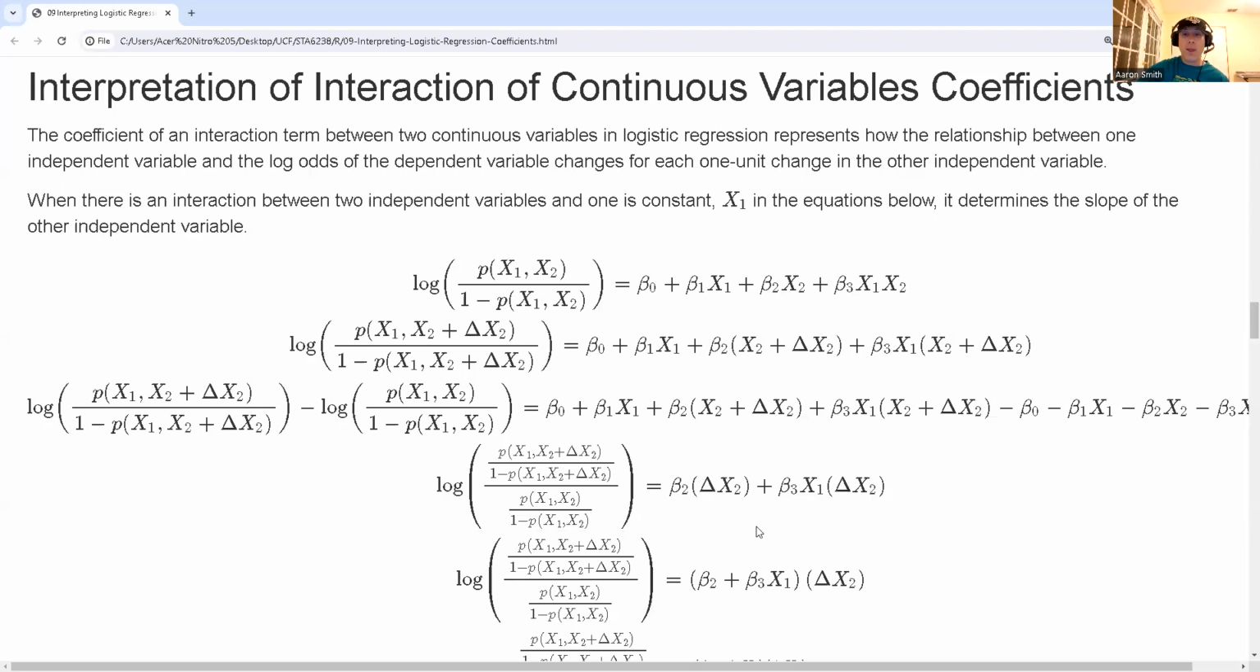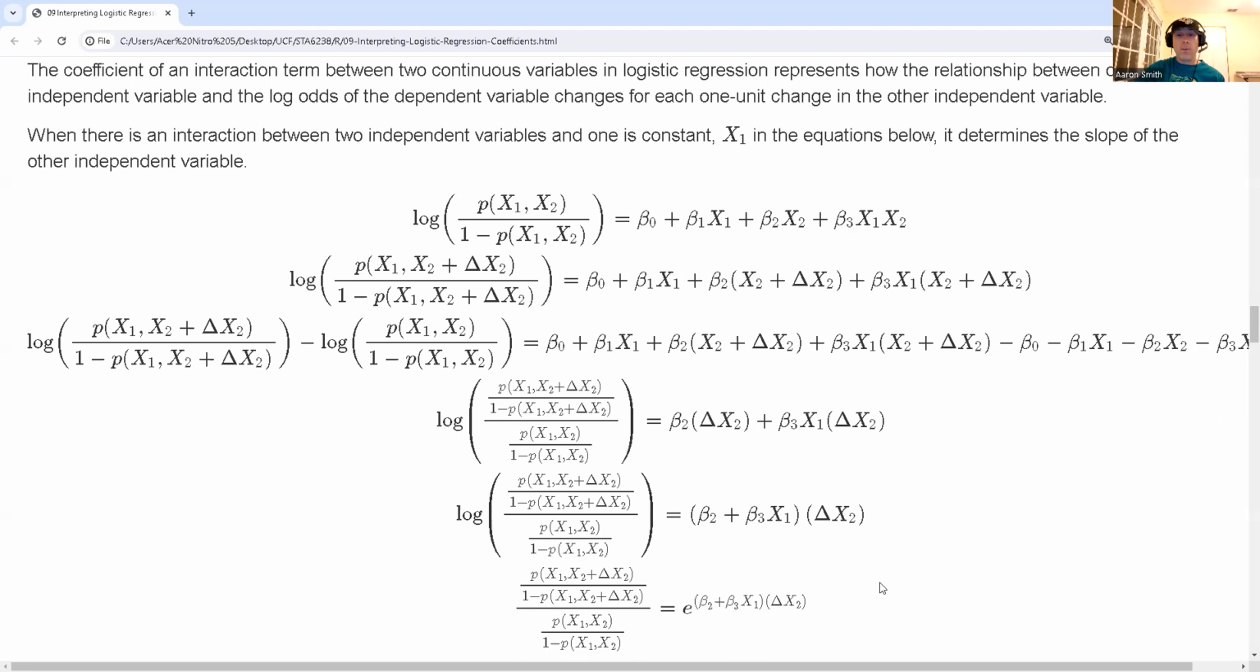All right, so now I'm looking at this. I've got beta 2 and change of x2, beta 3, x1 change in x2 also. Let's go ahead and factor out the x2. And so now, let's go ahead and just keep simplifying it. And now here's that x2 floating around in there.